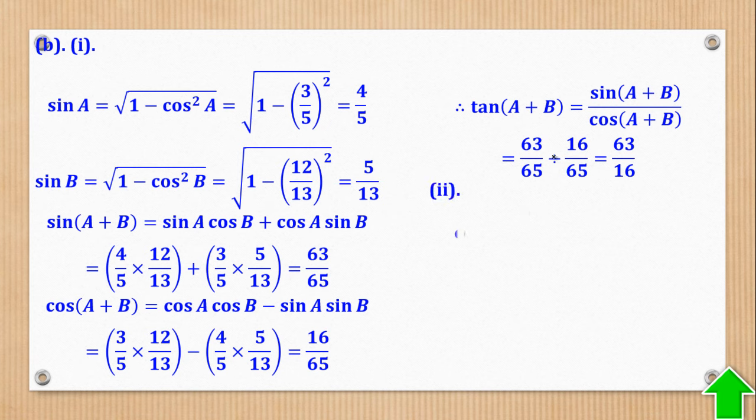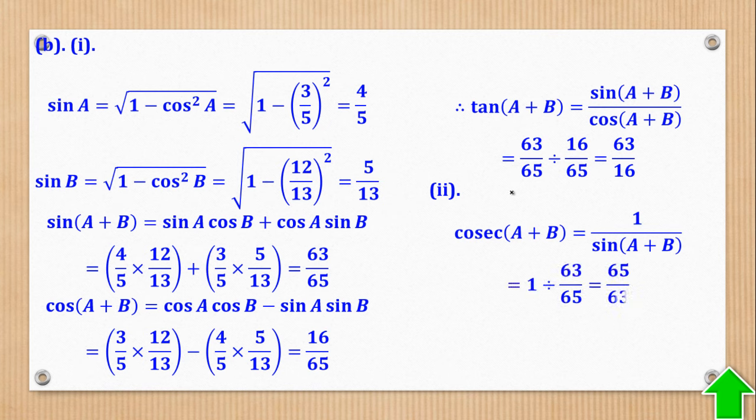Then Roman 2, cosec is the reciprocal of sine. So cosec (A plus B) is the same as 1 over sine (A plus B). So reciprocal, the good thing is we already have sine (A plus B), so get the reciprocal, and that would be the answer they wanted.